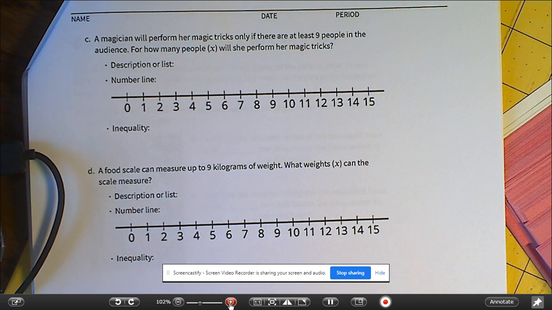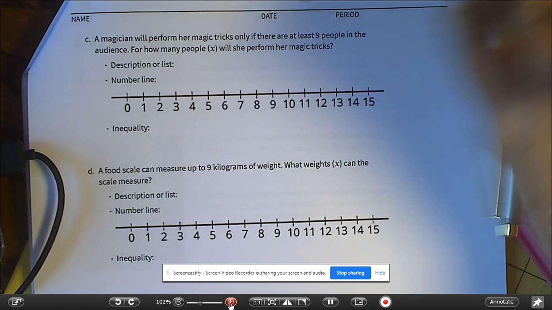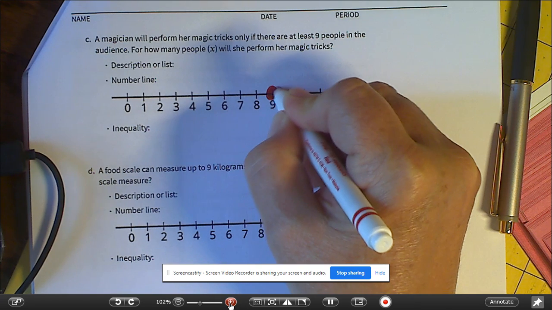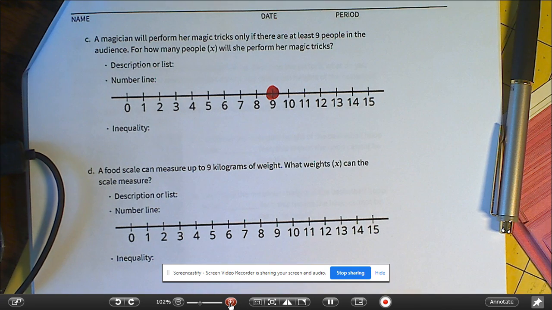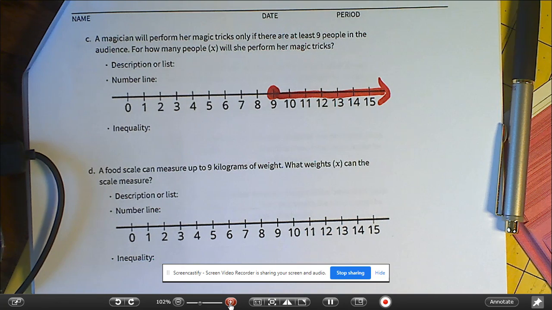So how many people will she perform? There has to be at least 9. So 9 or greater than 9, right? So we're going to say 9, and it's going to be solid because it's equal to 9 or greater than 9. So we are going to go greater than 9 like that.